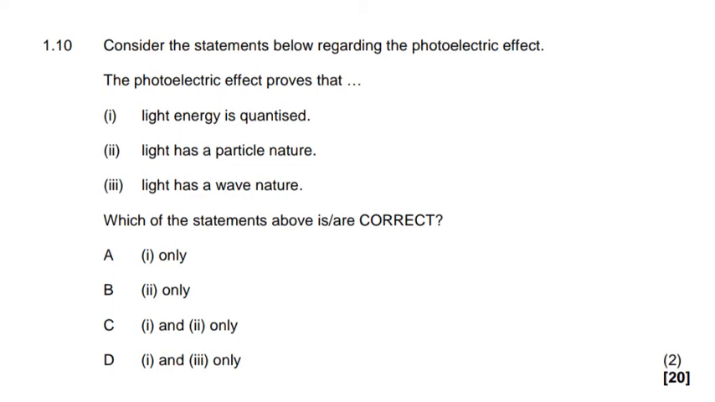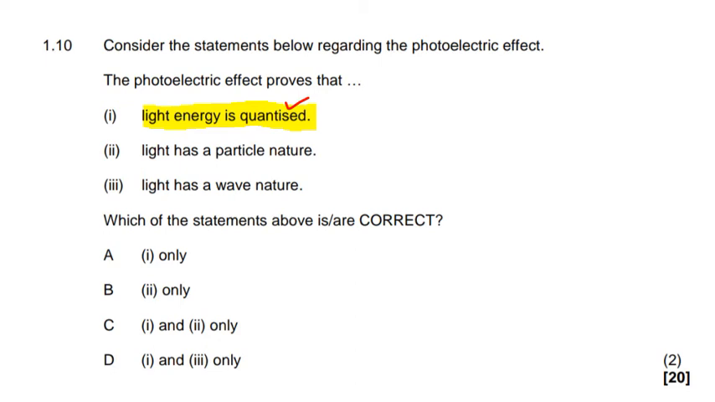All right. Like I said, 2018 does not have a multiple choice question, so this is now 2019. In 2019, they said, consider the statements below regarding the photoelectric effect. Oh, this one looks like it's going to be easy because it's a theory question. They were very nice in 2019. They said the photoelectric effect proves that, number one, light is quantized. Yes, it is. This word quantized means that light basically comes in discrete packets of energy.